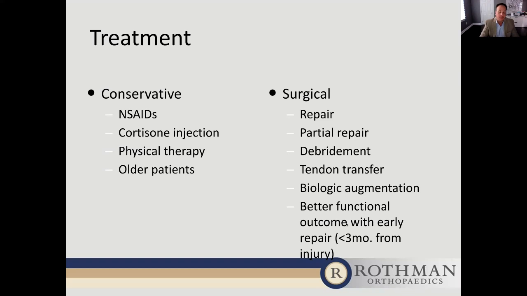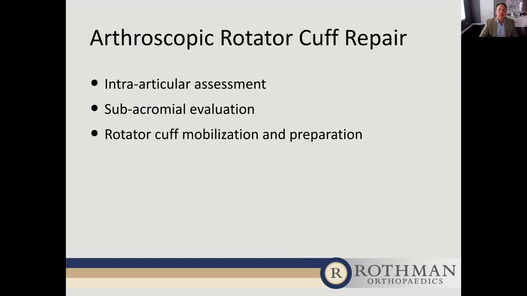So anything 3 months under, I find anecdotally does a little bit better. Okay, so what do we do with the arthroscopic rotator cuff? We want to look in the shoulder joint first. We want to see if they have any arthritis. We want to see if they have a labrum tear. We want to see if they have a biceps tear.